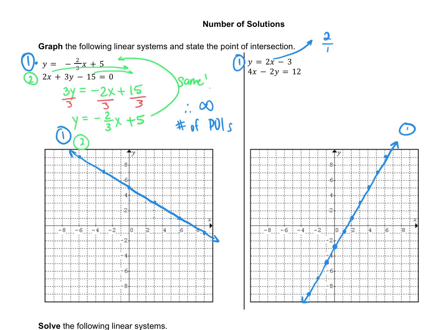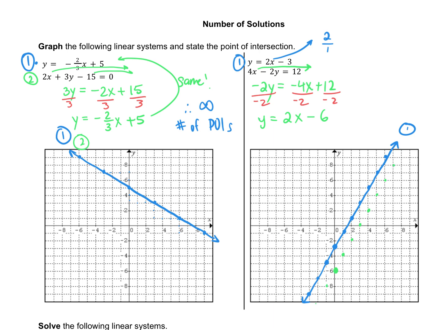Equation 2, I am going to have to rearrange. So I'm going to bring the 4x over, and it will become negative 4x. The 12 isn't changing because it's not moving sides. And now I'll divide everything by negative 2, and we end up with y equals positive 2x minus 6. So the same slope, but a different y-intercept. So I'll start at negative 6 on the y-axis, and I'll do the same up 2, right 1.